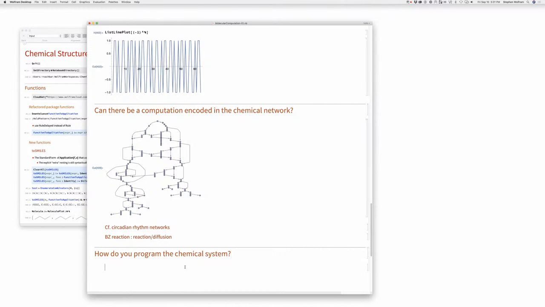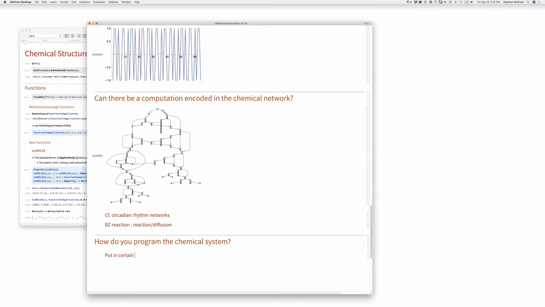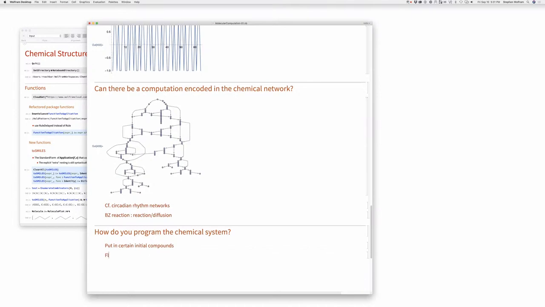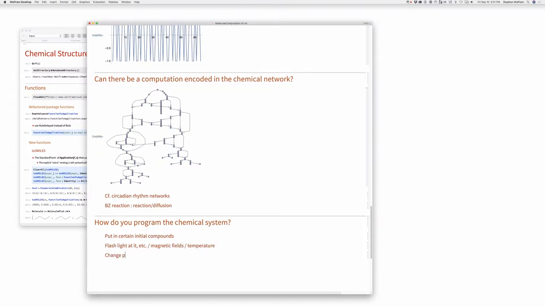So one thing is, put in certain initial conditions. That's thing number one. Thing number two is, flash light at it or something. What else could you do? You could put magnetic fields. You can heat it, cool it. Definitely temperature, heating, cooling. You can change the pH. Yes, that's true. But pH is a little bit trickier because pH is like adding another compound to the thing. I think another category is change pH versus wash it with some other compound, wash through with a catalyst. Wash in some other compound. Yeah.